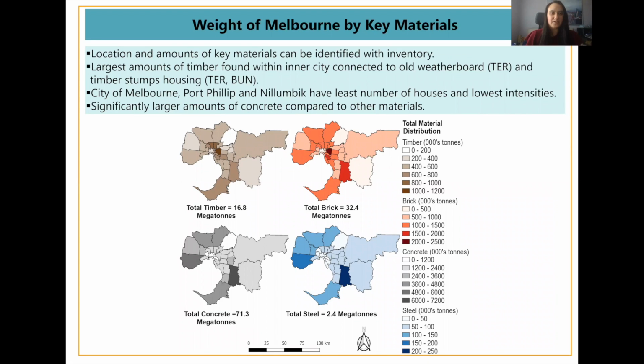This inventory was then used to be able to locate materials across Melbourne. Here it can be seen that there is a larger amount of timber within the inner city suburbs, most likely attributed to older houses such as those with weatherboard and timber stumps. It can also be seen that areas with low number of housing also will have lower intensities. And finally, it can be seen that concrete has a much larger amount compared to other materials, with brick coming in second.